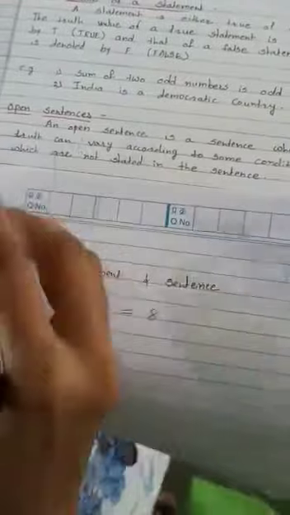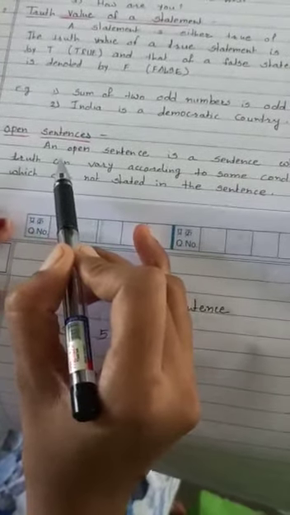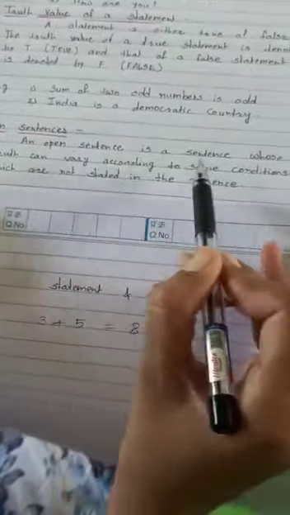Now the next, open sentences. Now look at the definition of open sentences. An open sentence is a sentence whose truth can vary according to some conditions which are not stated in the sentence. For example, he is an actor. If we are talking about any celebrity, then this sentence is true. But if we are talking about any common person, then this sentence is false. That means truthness of this sentence depends upon that person. So it is called as open sentence. So here we write it is not a statement.